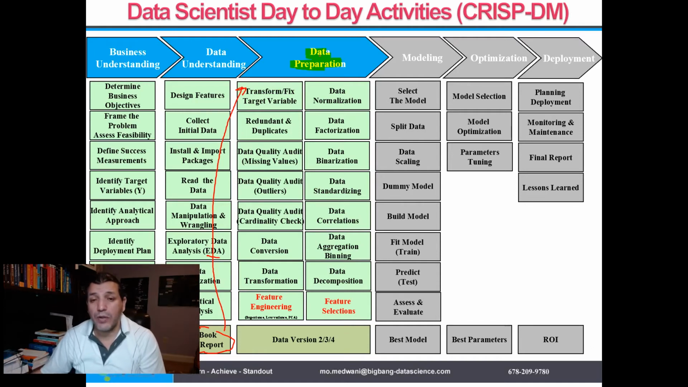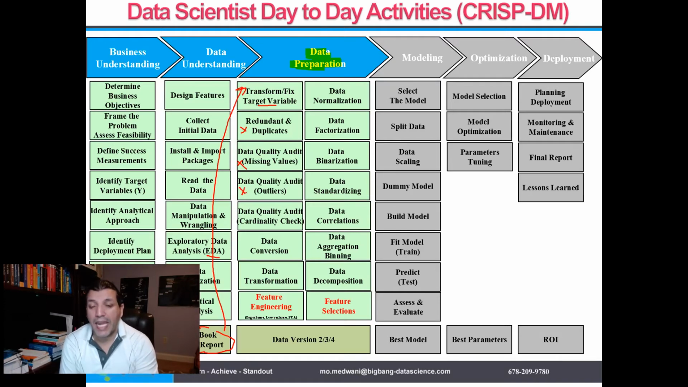So preparing the data is simply fixing your target variable if it needs to be fixed, removing dupes in your data, dealing in general with missing values. There are a couple of options that you could use to deal with missing values, including deleting them, imputing them, predicting them using machine learning, and of course there are a lot of techniques that you could use. Then also we learn how to deal with outliers.